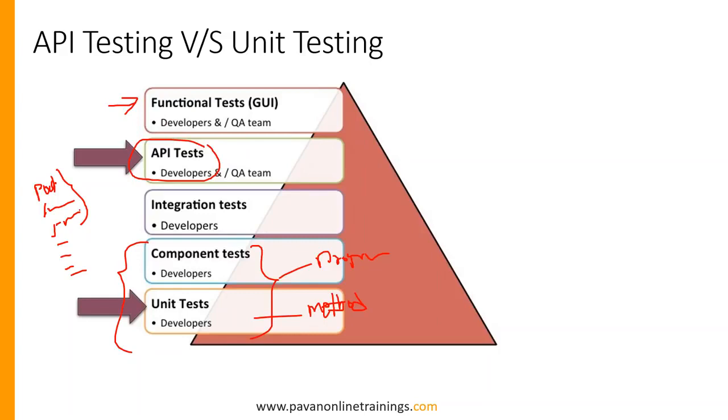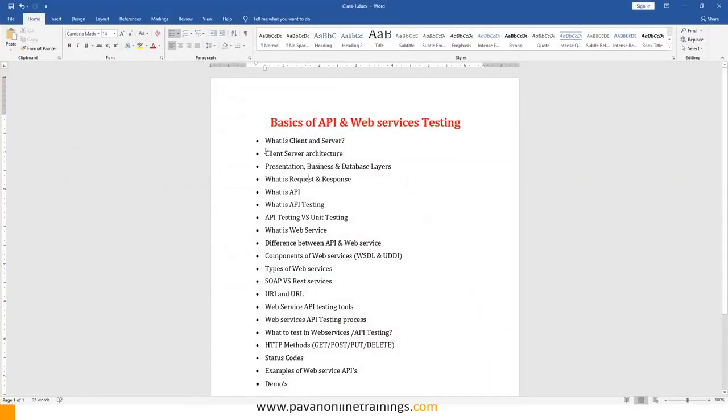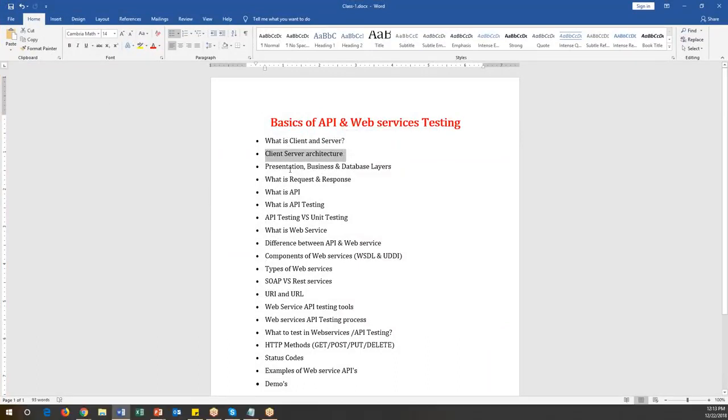So this is a basic understanding of what API testing is, what unit testing is, and what the differences are between API testing and unit testing. So far, we have discussed what client-server architecture is, what the presentation, business, and database layers are, what a request and response are, what an API is, what API testing is, and the difference between API and unit testing.